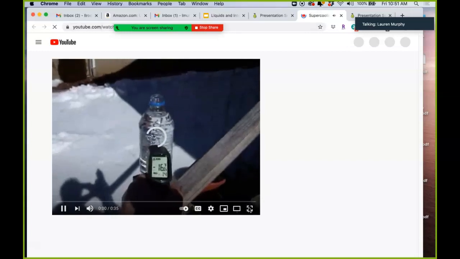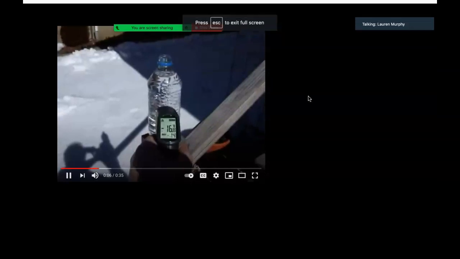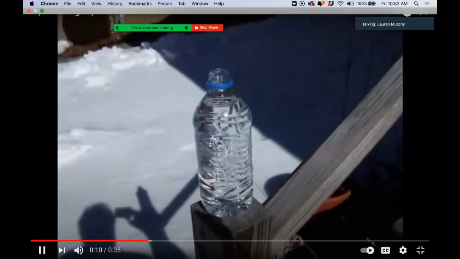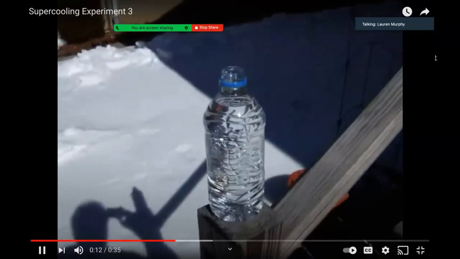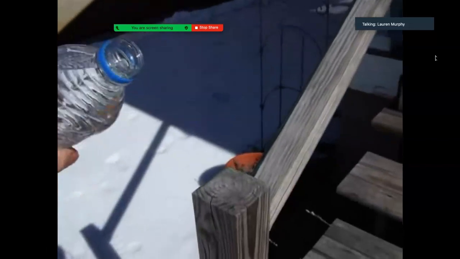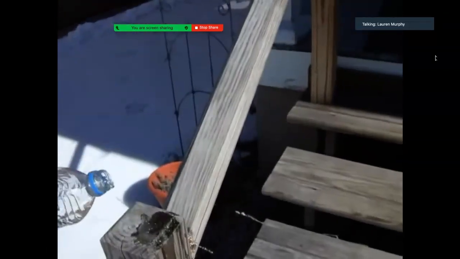This is our third run. We're at 16 degrees below centigrade. And we're just going to grab that bottle and see what happens when you try to pour it out, if anything. Anything interesting happen? Look at that.